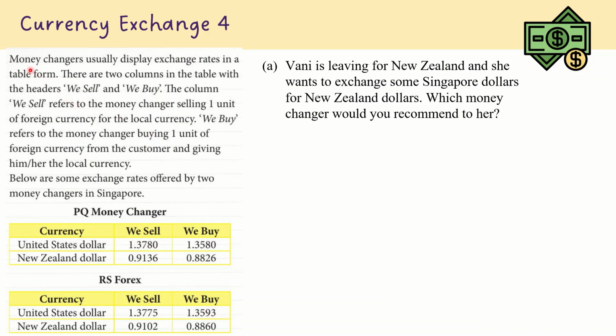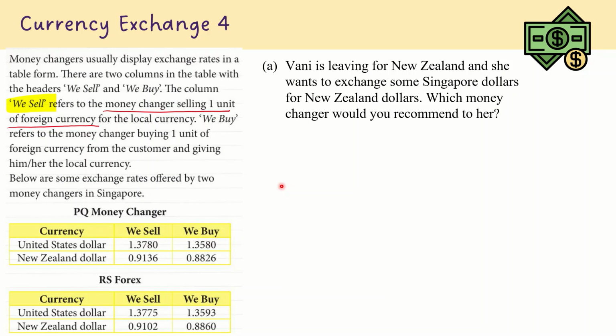So in this question, it says that money changers usually display exchange rates in a table form. So that was what I just mentioned. There are two columns, we sell and we buy. The column we sell actually refers to the money changer selling 1 unit of foreign currency. So the words sell and buy are always from the perspective of the money changer. So don't forget that money changers are selling money. So what kind of money are they selling? They are selling the currency that you probably need.